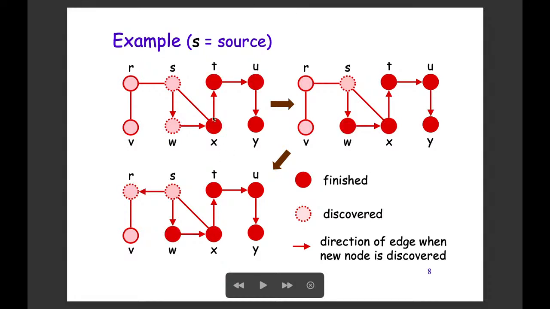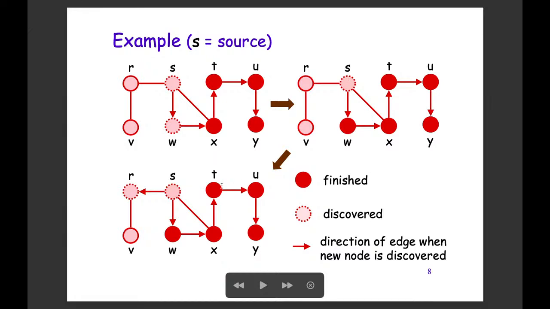When we go back here, we will see that X will also check this as a neighbor, but then this one is pointing to S. S is already visited. So in that case, X does not have any existing neighbor to visit. So we will mark X as finished. And then we go back. We will mark W as finished.